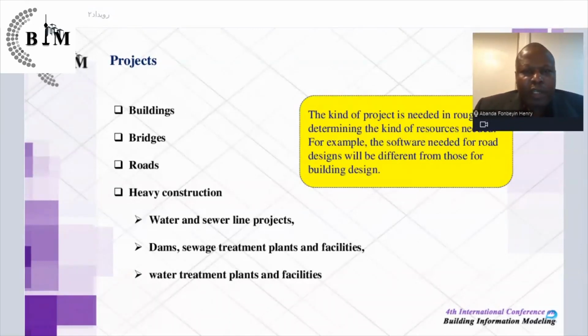Now, when you think about construction projects, you have buildings, bridges, roads, heavy construction, and even infrastructure. Depending on the type of project you're involved in, the digital technologies needed are different. For example, the software required for designing a bridge is slightly different from the software required for designing buildings. So you have to think about the kind of projects you are often involved in, because at the end of the day, you want to identify software that can meet your needs without costing huge sums of money.